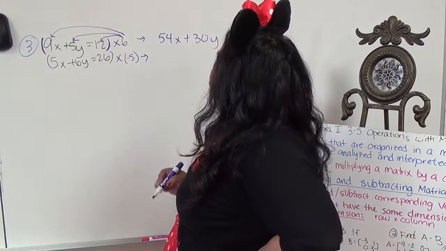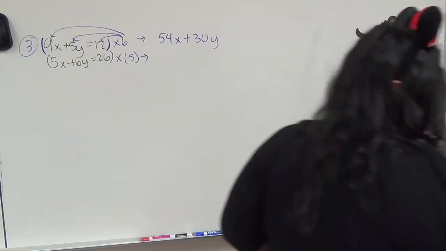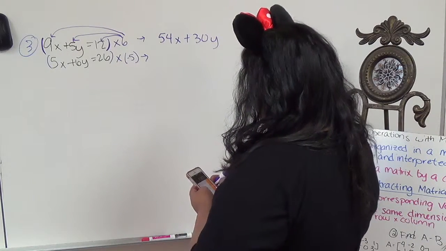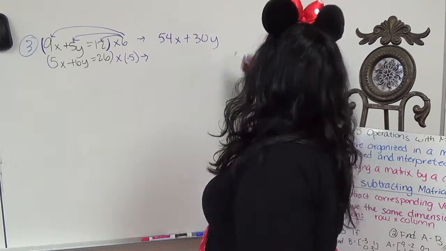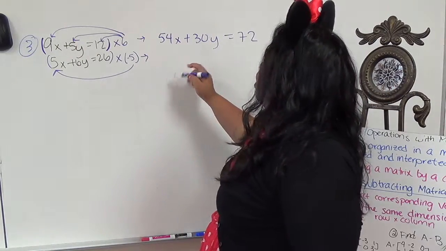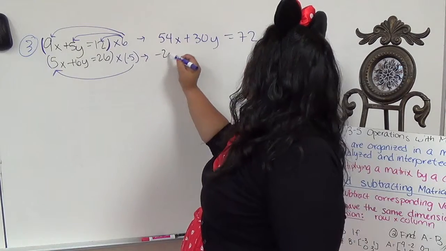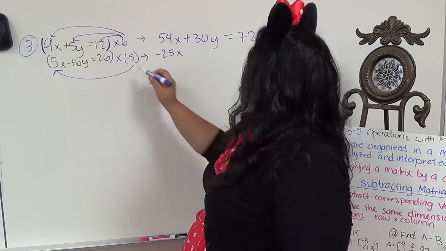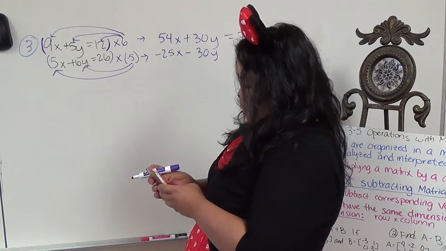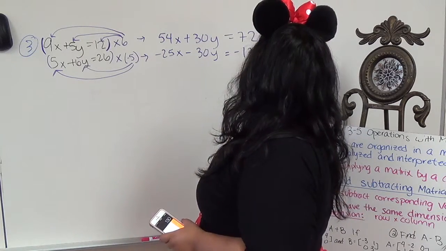6 times 12 is 72. I should know this. Yes. Equals 72. Then we do negative 5. You could do positive 5 and subtract, but I'm going to do negative because I like adding. So negative 5 times 5 is negative 25x. And then negative 5 times 6 is negative 30y. And negative 5 times 26 is negative 130.